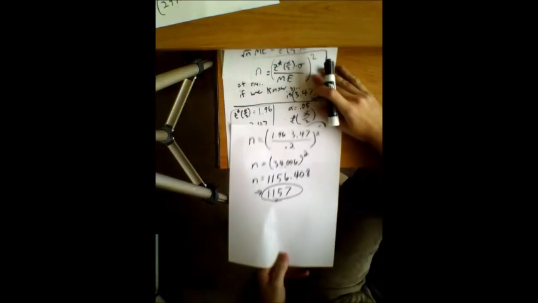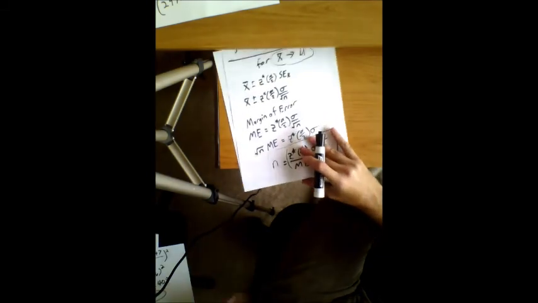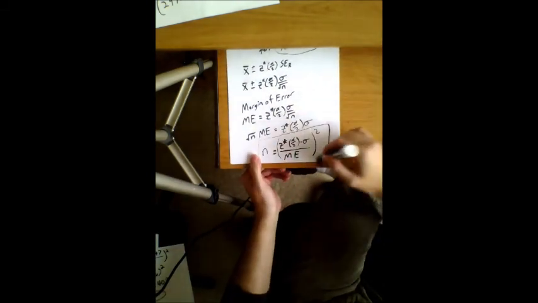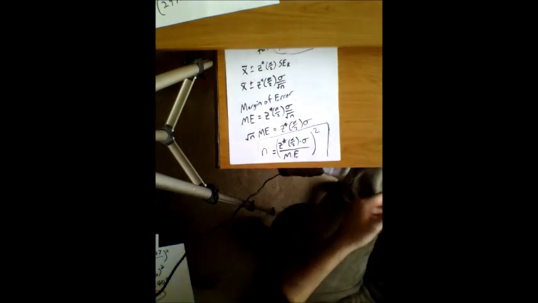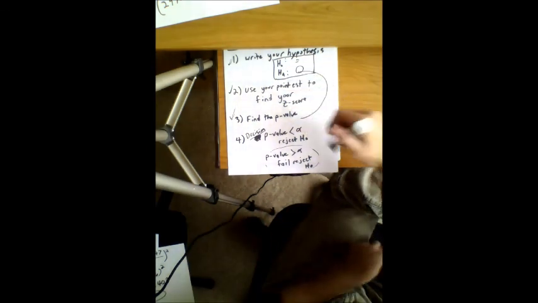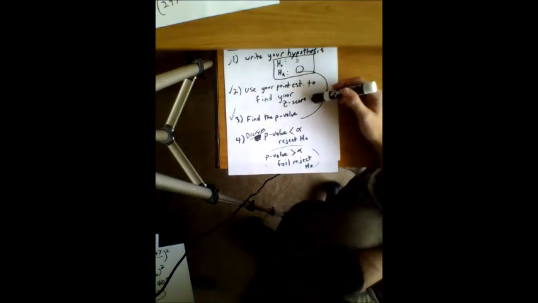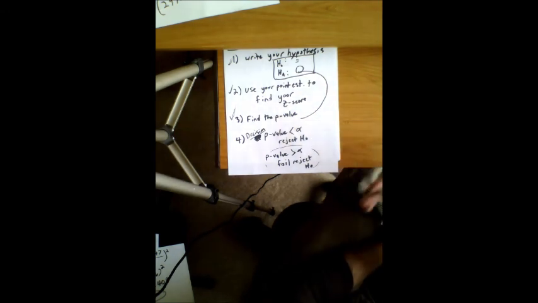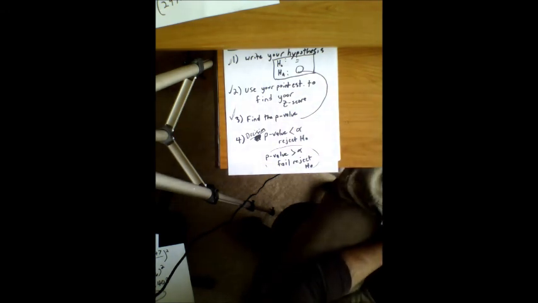Okay, so what you've got, know your margin of error. Know this formula. This is not in your book. Know your hypothesis testing. This, how to find your z-scores, how to find your p-value, and how to make your decision off this, and what that decision means. And that should cover it.